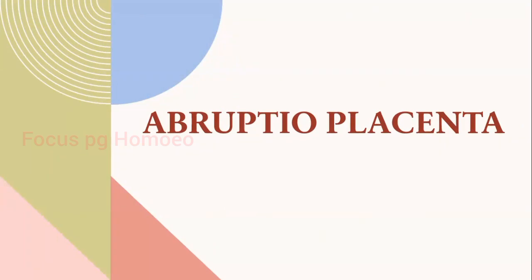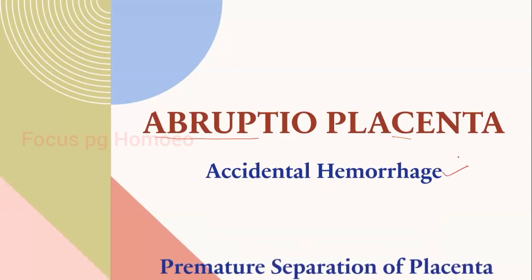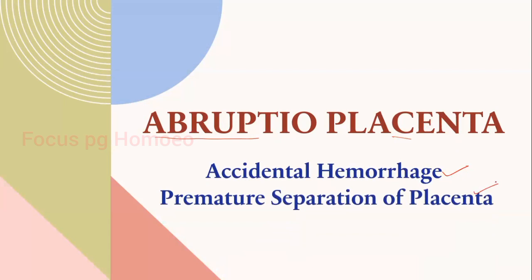As it is said, placenta, we know the meaning. Abruptio means abrupt or sudden, and there is something called sudden separation occurring. So that is abruptio placenta. It is also known by other names. Just remember, accidental hemorrhage or premature separation of placenta.